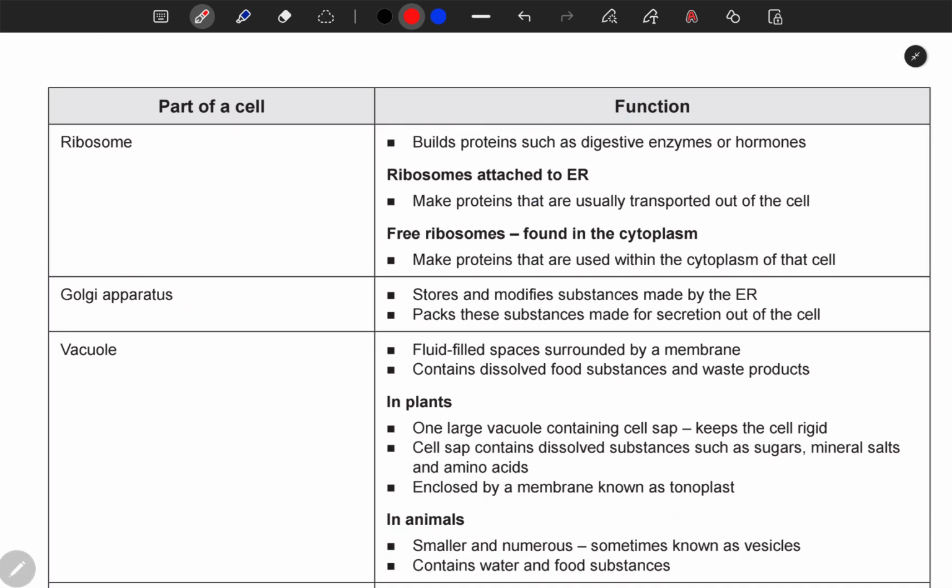Moving on, the ribosome. We said that the ribosome builds proteins such as digestive enzymes or hormones. This is where protein synthesis takes place. This is where proteins are made. The Golgi apparatus, on the other hand, stores and modifies substances made by the endoplasmic reticulum. So all those substances that are made by the endoplasmic reticulum, what stores them? It's the Golgi apparatus.